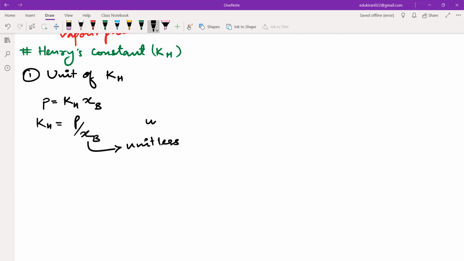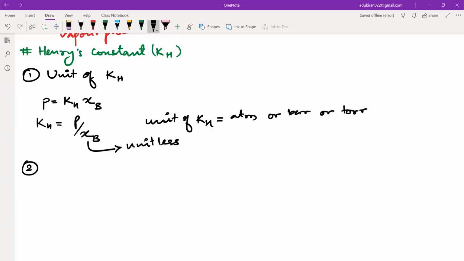And that is why the unit of KH will be whatever the unit for pressure is. The units for pressure will be ATM, so this can also be the unit for KH, or bar or torr. All of these can be the units of KH. Is this clear? Yes or no? Please tell me.